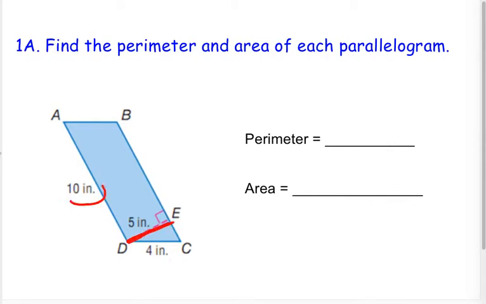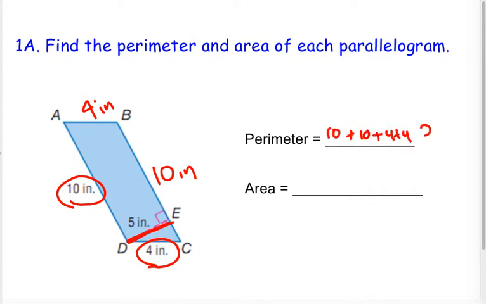That's 5. This is going to be 10. This is going to be 4. That means this is also going to be 10. This is also going to be 4. So perimeter: 10, 10, 4, 4. That's going to be 28 inches. Area is going to be 10 times 5, which is going to be 50 inches squared. That's how I label it, inches squared for area.